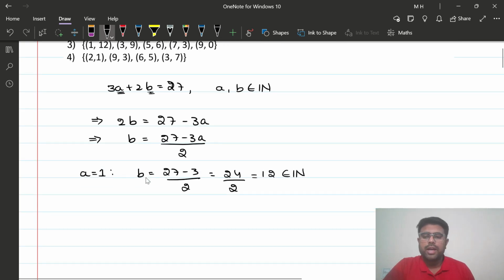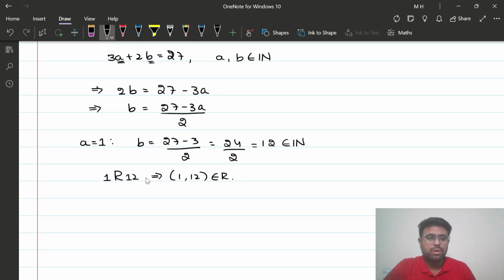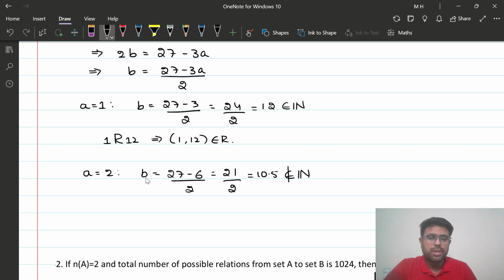So therefore, I can say that the number 1 is related to the number 12. So this implies (1, 12) belongs to R. This is the first element that I found out, 1 comma 12. If I put a equal to 2, b will be equal to what? 27 minus 3 twos are 6, so 27 minus 6 is 21, divided by 2, which is 10.5, not a natural number. So therefore, a is in N, but b is not in N. So this ordered pair is not going to appear.